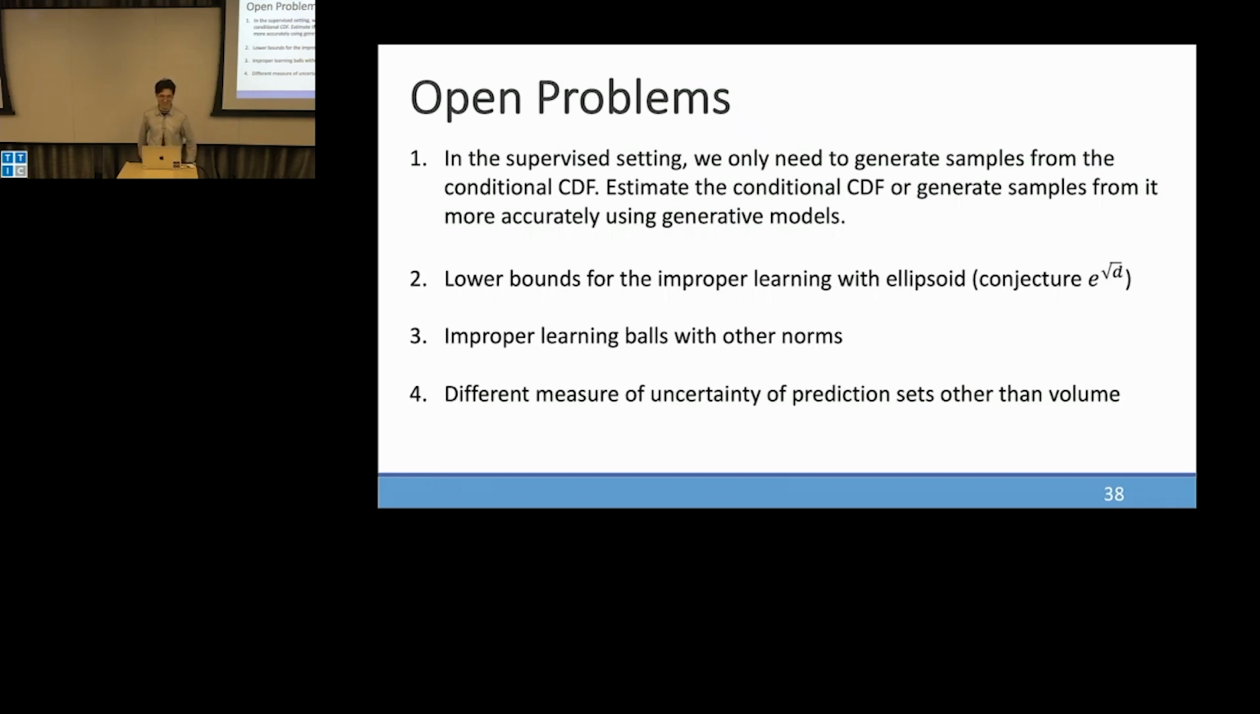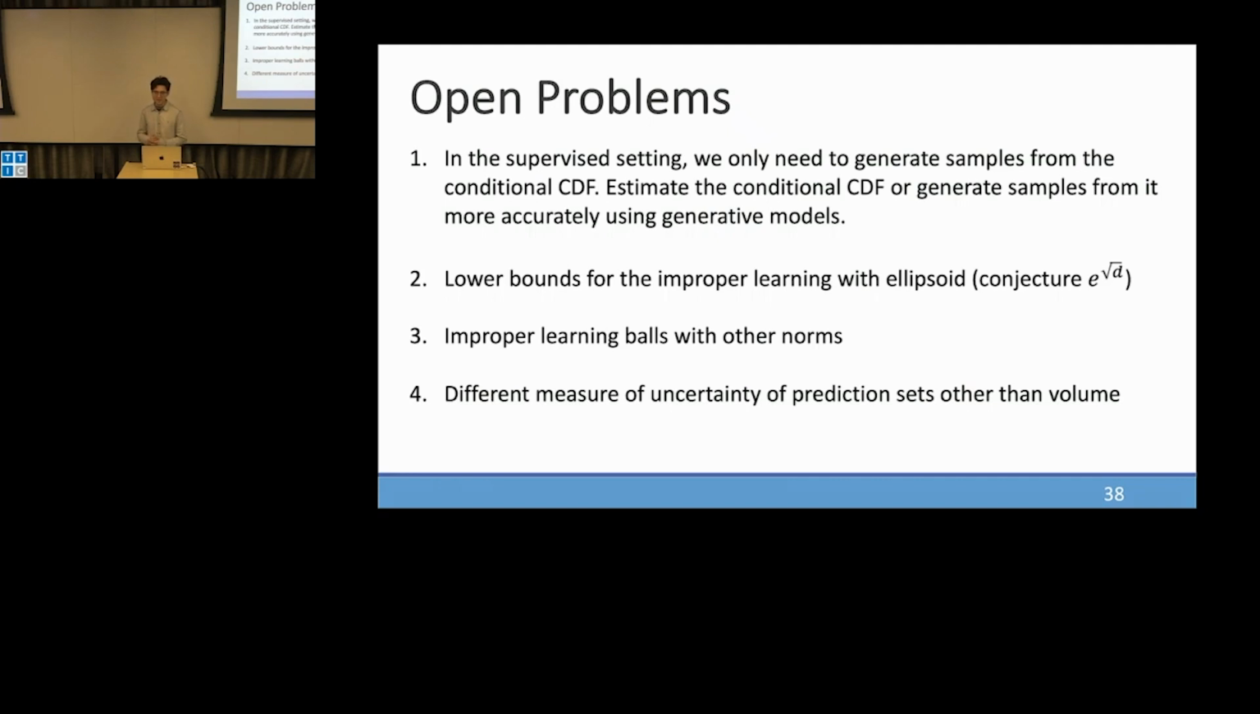The second thing is, can we prove some lower bound for improper learning with ellipsoids? We conjecture the lower bound would be e to the square root of d, and if this is true, whether we can improve our upper bound. And can we explore improper learning with other norms?